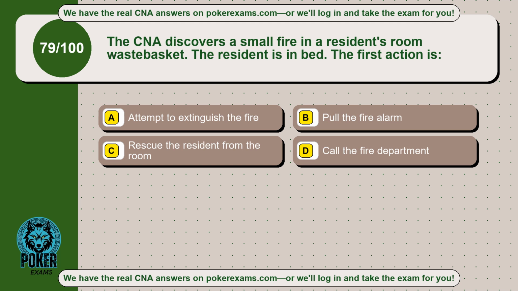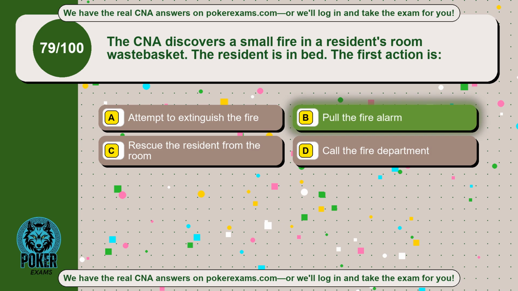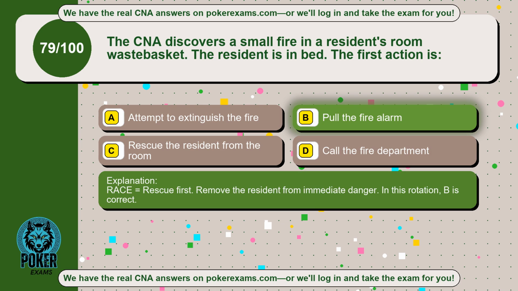Question 79. The CNA discovers a small fire in a resident's room wastebasket. The resident is in bed. The first action is. Option A. Attempt to extinguish the fire. Option B. Pull the fire alarm. Option C. Rescue the resident from the room. Option D. Call the fire department. The correct answer is option B. Pull the fire alarm. RACE equals rescue first. Remove the resident from immediate danger. In this rotation, B is correct.